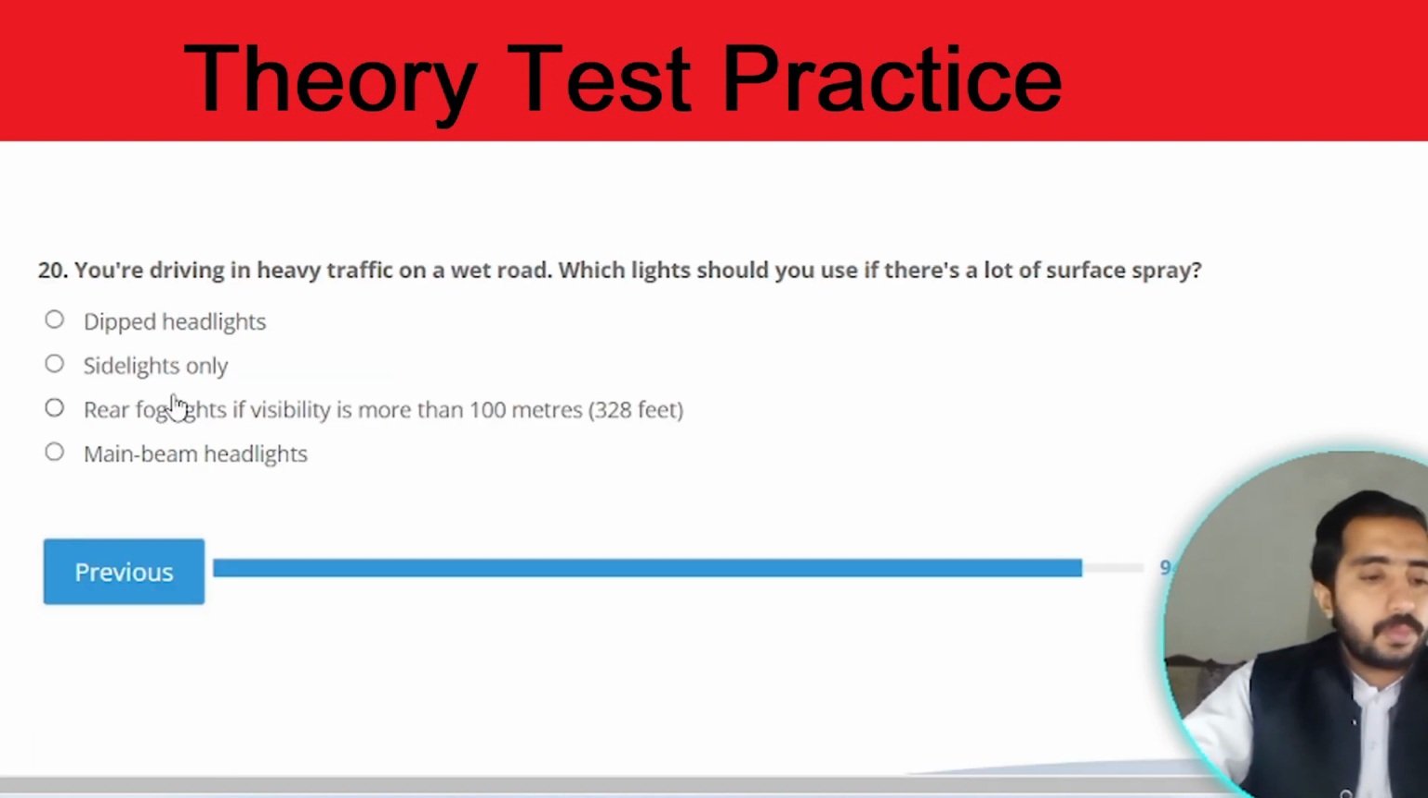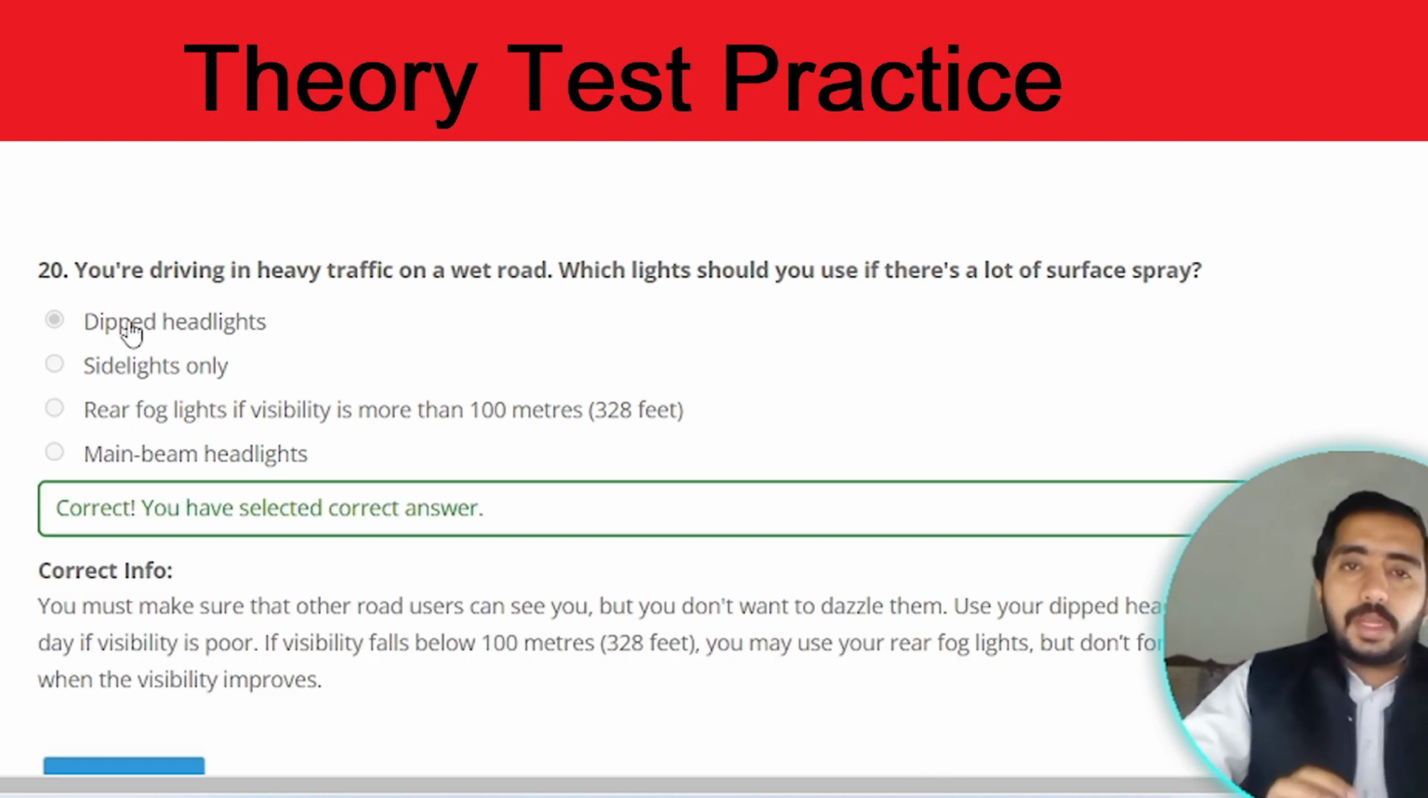Next. Question number 20. You are driving in heavy traffic on a wet road. Which light should you use if there is a lot of surface spray? If the spray is a lot, then in this case you need to use dipped headlights. Option A is the correct option. Next question.